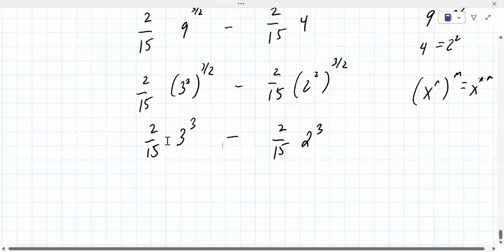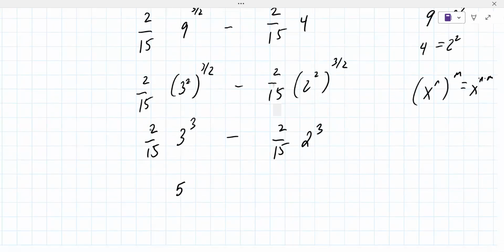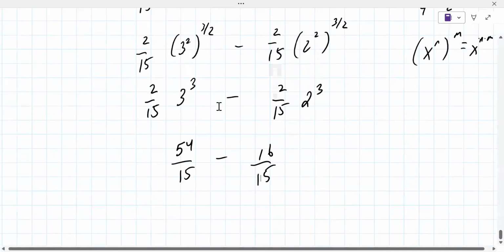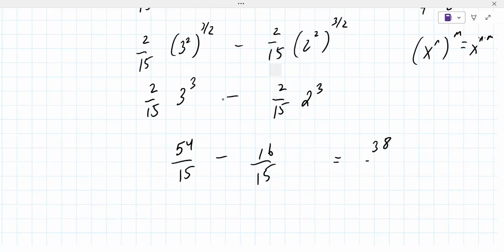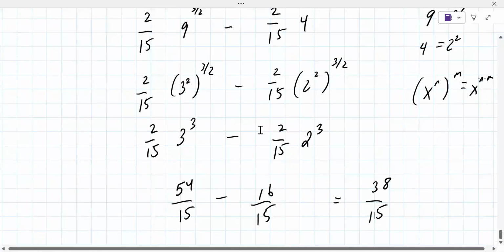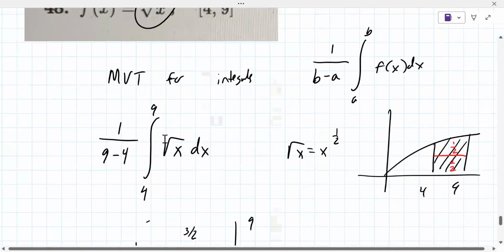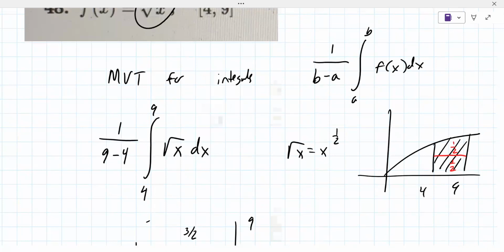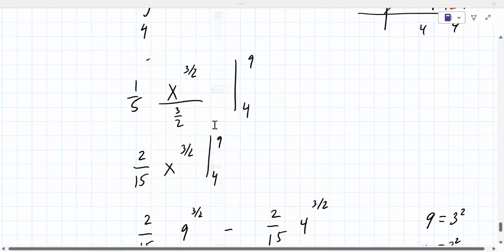So it ends up being 27 times 2, which is 54 over 15, minus 8 times 2, 16 over 15. So it ends up being 38 over 15. And you get a lot of answers like this that don't really mean anything. Like 38 over 15, what is that? Well, that's why you should do the calculations twice. You could do them by hand and then go to your calculator and do it that way. Things like that.